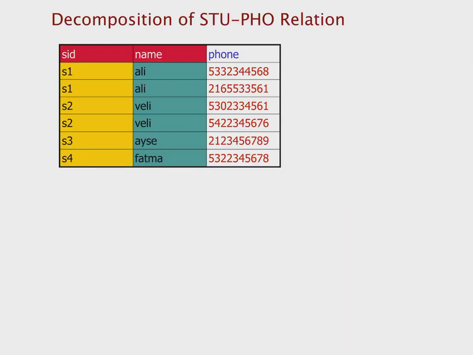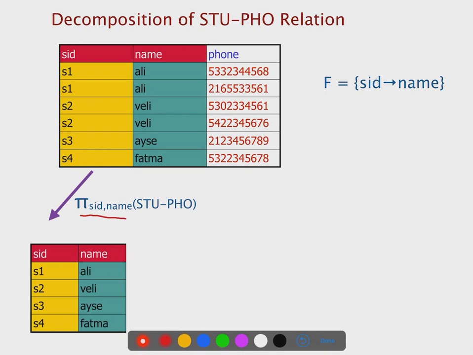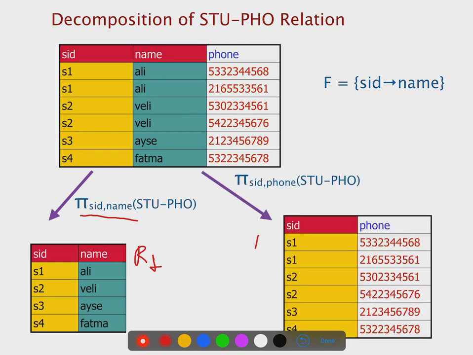Let's remember what we mean by decomposition by looking at this STU4 relation with three attributes and just one functional dependency: SID determines the name. Let's decompose this into two relations where the first relation has SID and the name. So we take the original relation and project it on SID and the name to come up with the first relation R1. And the second relation just has SID and phone, and we obtain this relation R2 by projecting the original relation on attributes SID and phone.